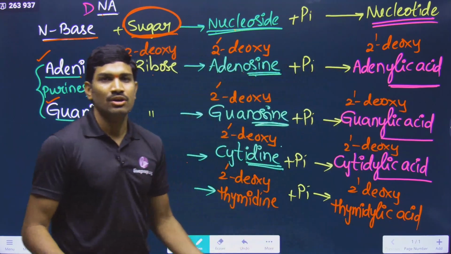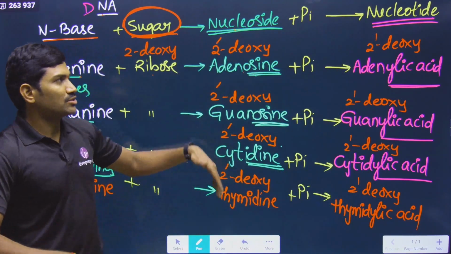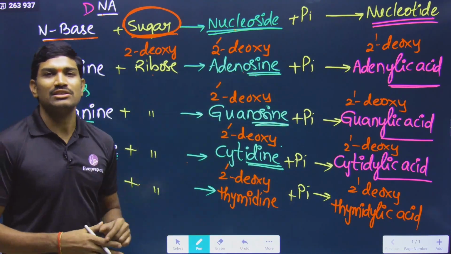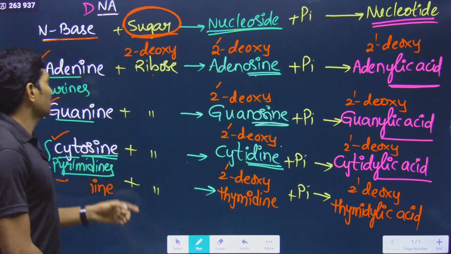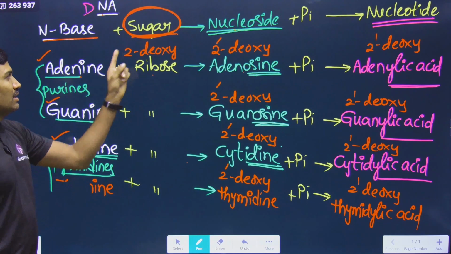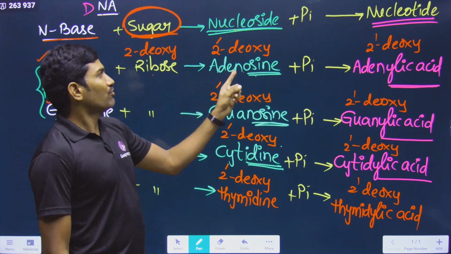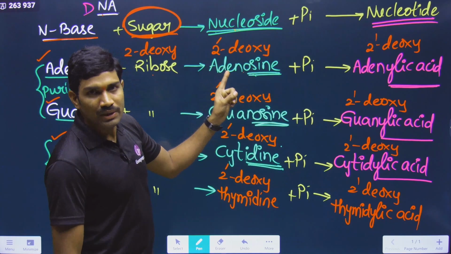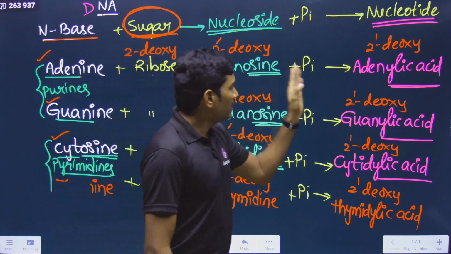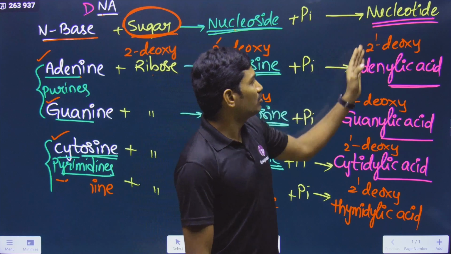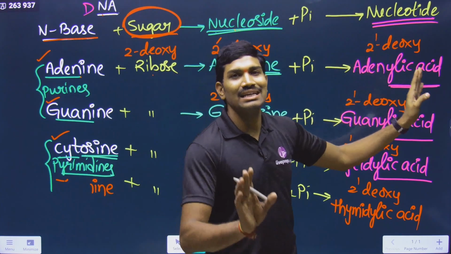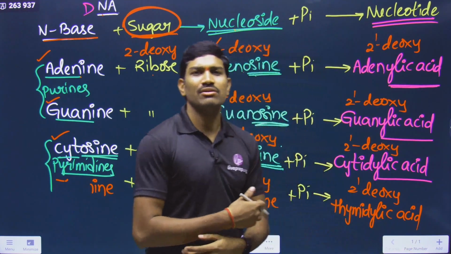That's it. So if you know the table with respect to RNA, you can easily write the table with respect to DNA. So now let us quickly go with the conclusion. Adenine plus 2-deoxyribose forms nucleoside called 2' deoxyadenosine. If Pi is attached to this, it will form the nucleotide called 2' deoxyadenylic acid. That's it. We have covered all the names.